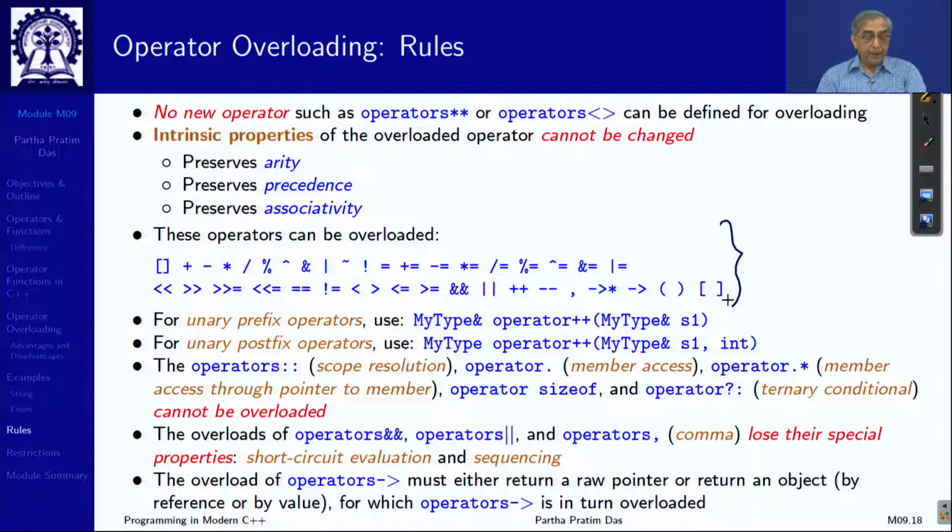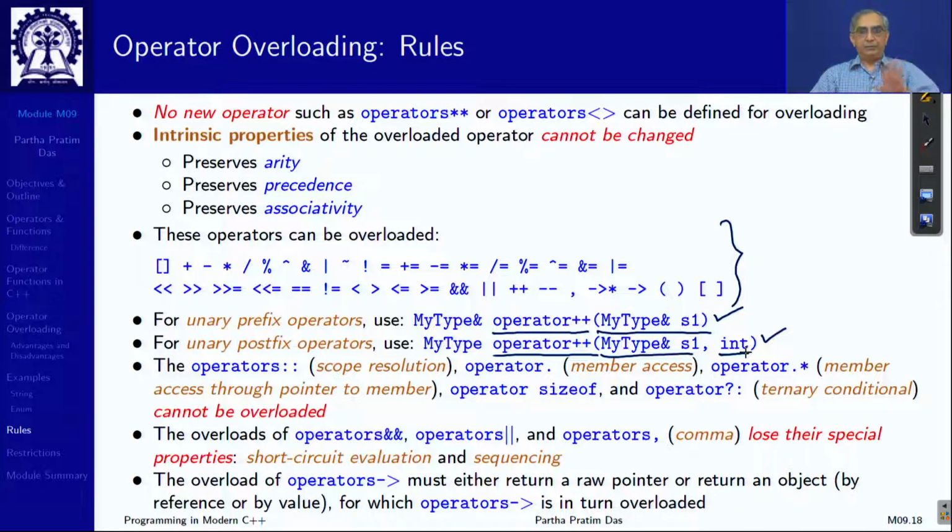Now, the question is with the unary operator, because a unary operator can be a prefix one, or a postfix one. Operator plus plus or operator minus minus is the same operator. In one context it is prefix, in another context it is postfix. So how do you differentiate between their functions? Because both functions will be called operator plus plus. The convention is, if you want the prefix operator, you just write your parameter type. If you want the postfix operator, you write the parameter type and also a dummy int, kind of a small compiler hack.